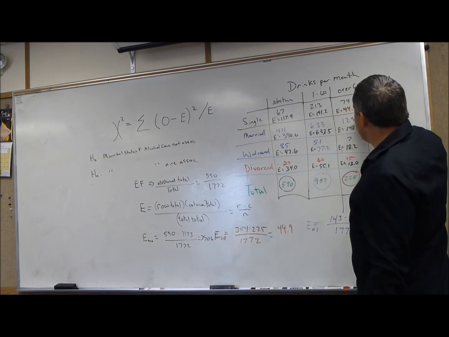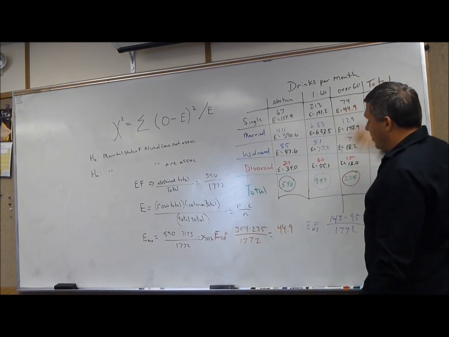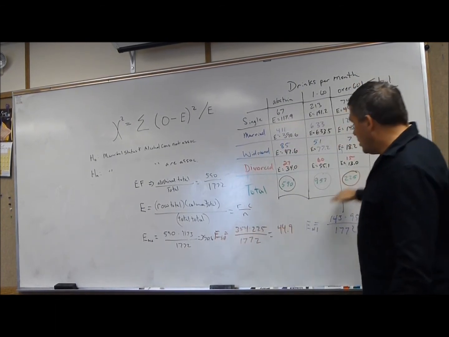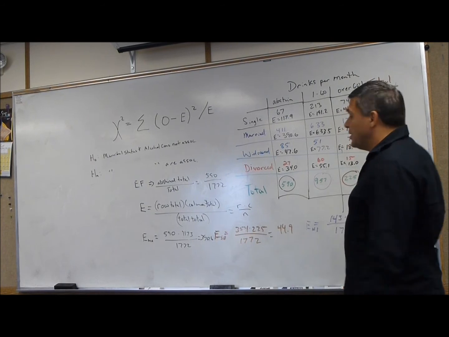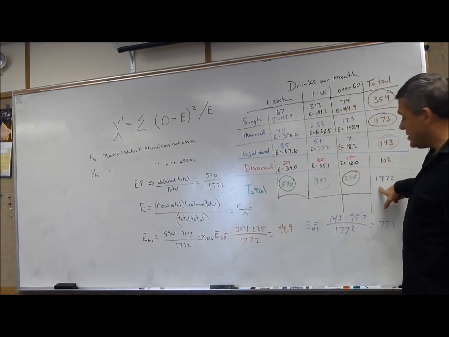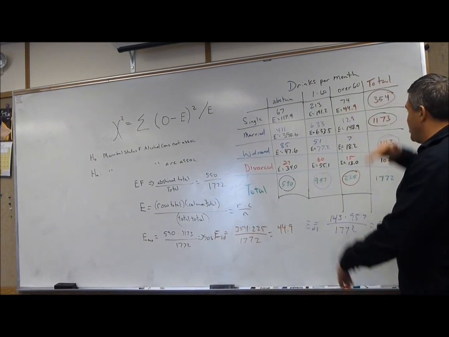So the single over 60 drinks was the single row, 354, times the over 60 column, 225, divided by the total, 1772. And we just do it for all of them.